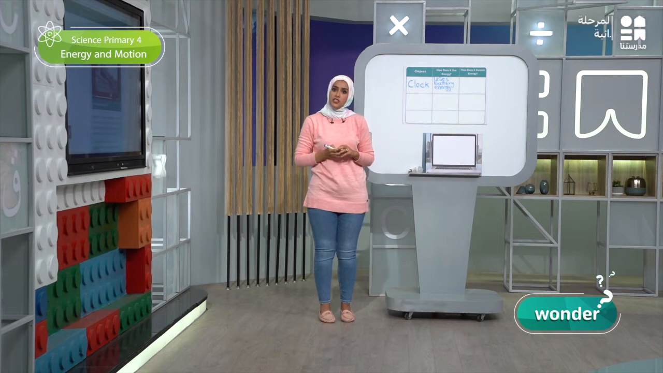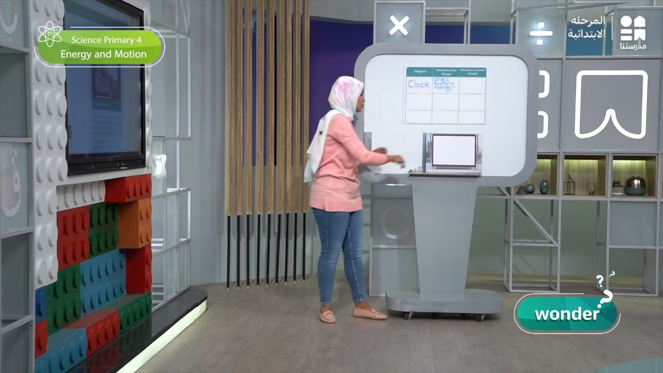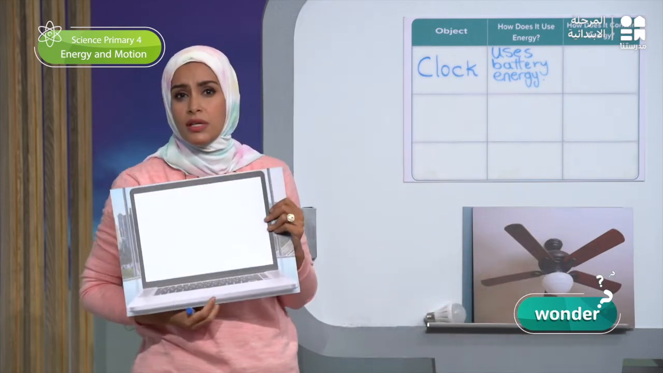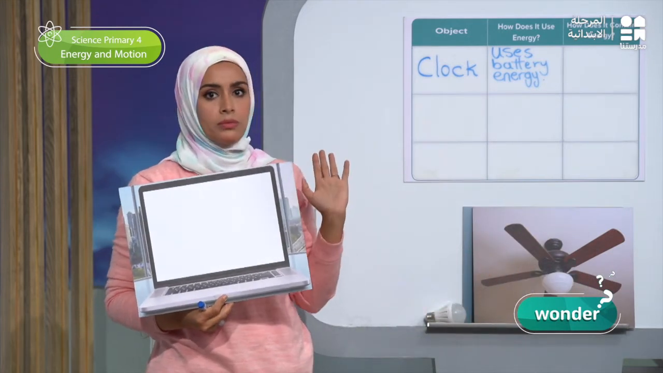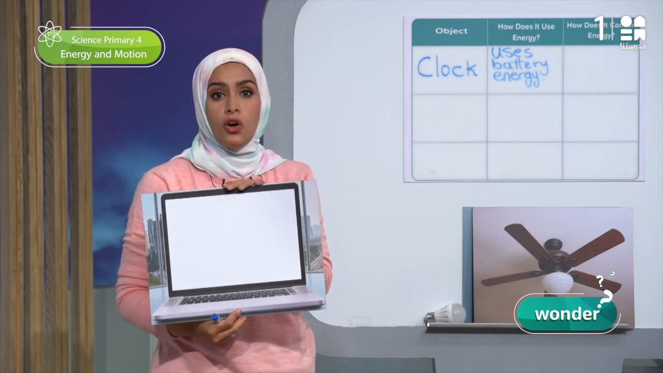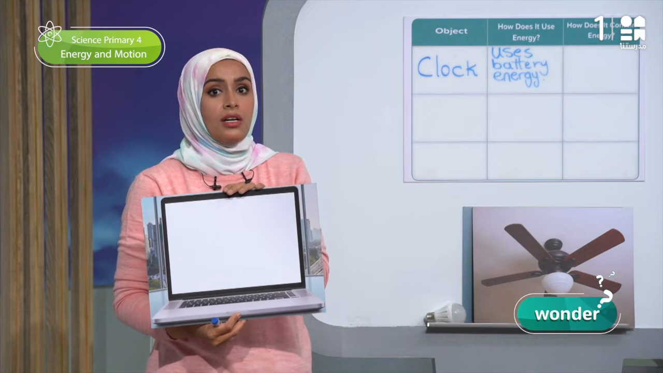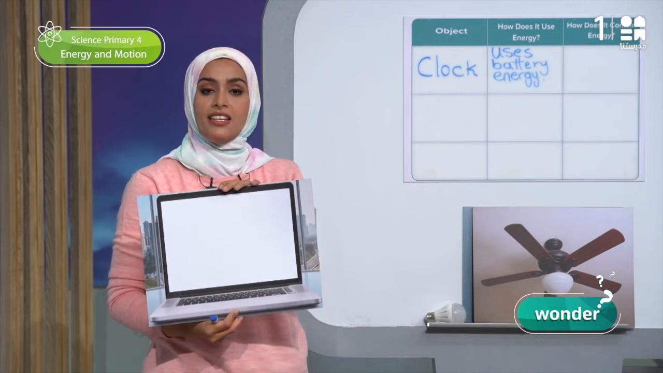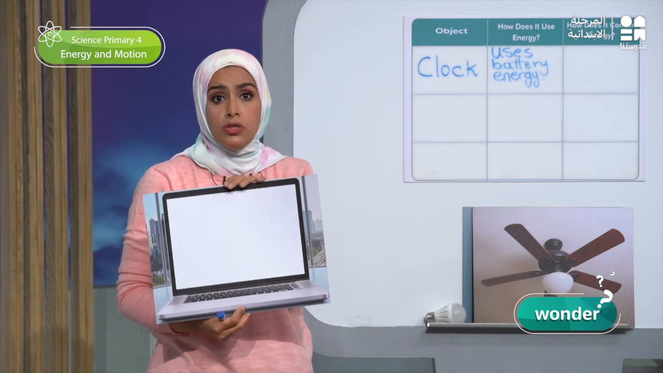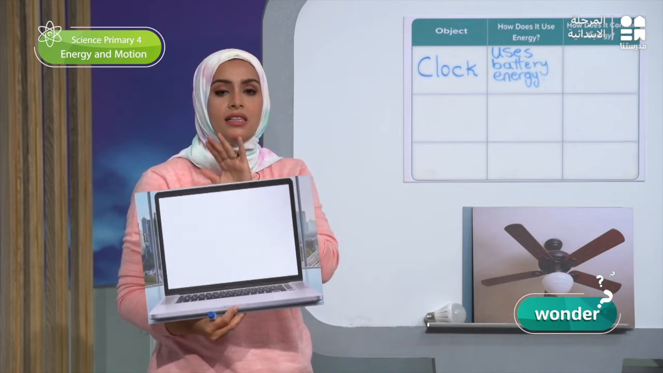What about the second picture? The second picture is the laptop. How does it work? Does it work alone? No. There is a battery inside it. And when the battery discharges, I put the cord of the charger in the electricity so that the battery is charged again. I also told you to notice anything that lights up.